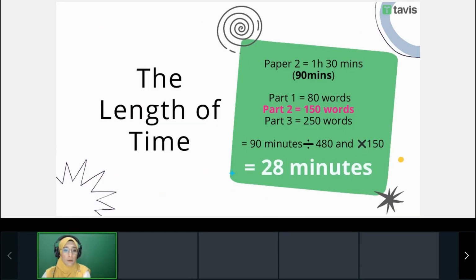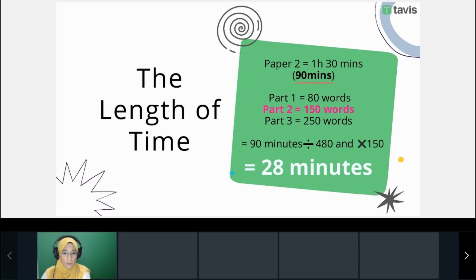Okay, move on. This is the length of time, how long you have to spend for your writing on part 2. So for your part 2, we have 150 words. Now, last week we came up with a simple math. Your paper 2, again, is 1 hour and 30 minutes, so we can roughly accumulate it to 90 minutes. So with the 90 minutes, you divide by 480. If you are new, what is 480?